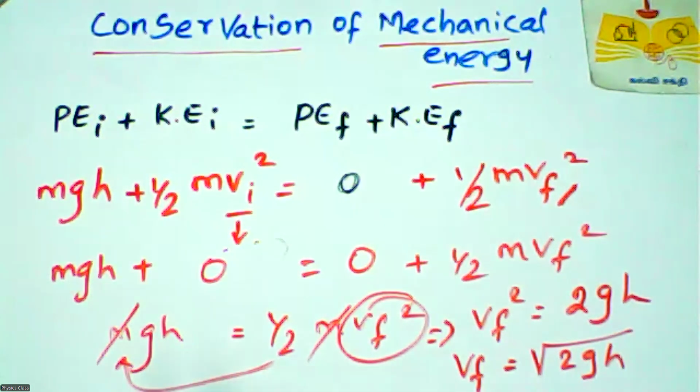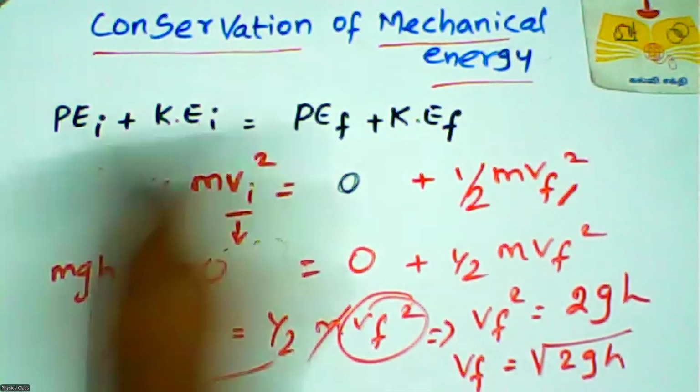Now we will put the value of g and h here, and then we will get the answer for Vf, that is final velocity. That means the velocity or speed of the ball before it hits the ground. Okay.